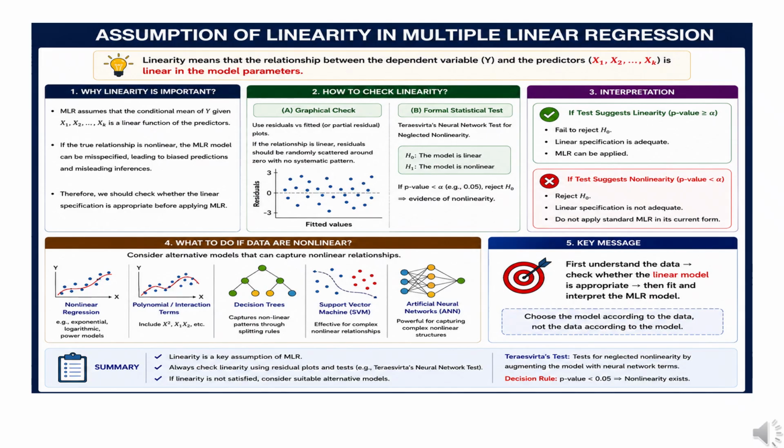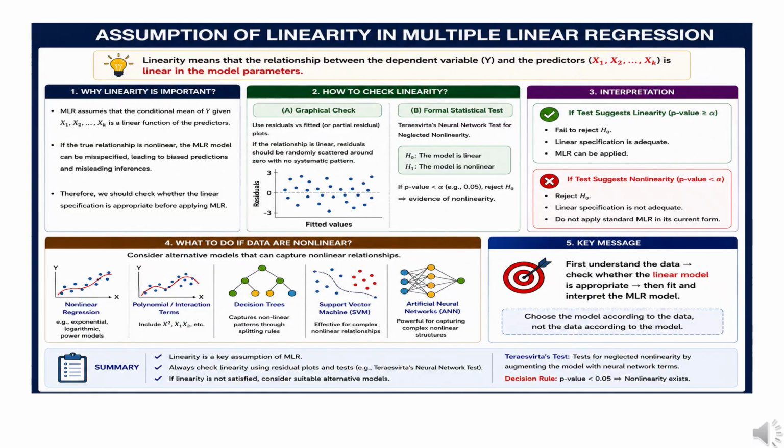Now we come to one of the most important assumptions of multiple linear regression, the assumption of linearity. We have already seen our MLR model, but before we apply and interpret this model, we need to ask an important question. Is a linear model appropriate for our data? In simple terms, we want to know whether the relationship between the dependent variable Y and the predictor variables X can be adequately represented by our linear model. We should not simply assume that the relationship is linear. We need to check it.